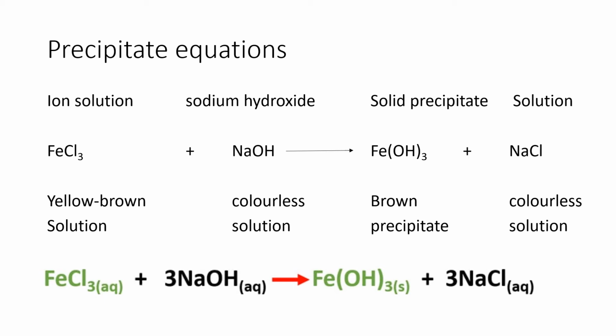Now if we're going to balance it, in order to balance out the hydroxides, we'll need a 3 in front of the NaOH, so that we've got our 3 oxygens and 3 hydrogens. And we would need a 3 in front of the sodium chloride, the NaCl, so that there are 3 sodiums on each side. And that would also balance out the chlorines. So that is a balanced symbol equation with state symbols of a precipitate reaction. So we just need to remember that you have 2 solutions and it forms a solid and a solution.